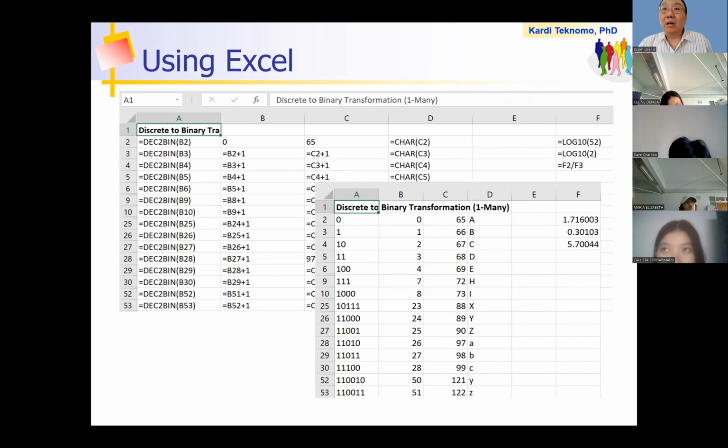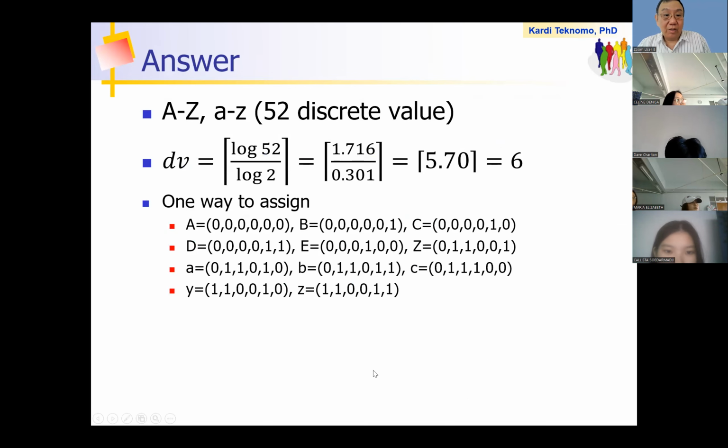You only need, for 52, only 6 variables. You only need 6 variables. But you need to assign them. So A is 0, 0, 0, 0, B is 0, 0, 0, 1, C is like that, D is 1, 1, and so on. So you create a binary system to represent that A to Z.